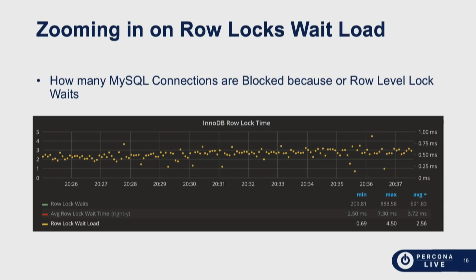And in this case, we can see that on average I have maybe 2 or 3 processes blocked by row-level locks. And that gives me an idea to what extent that is being a problem.